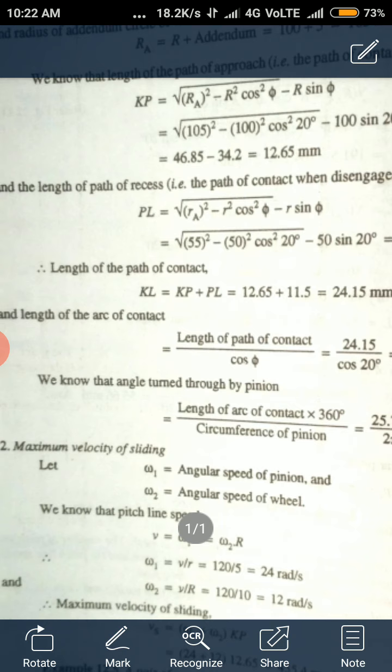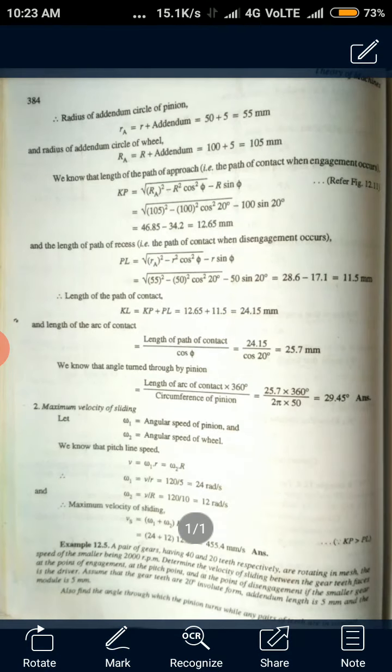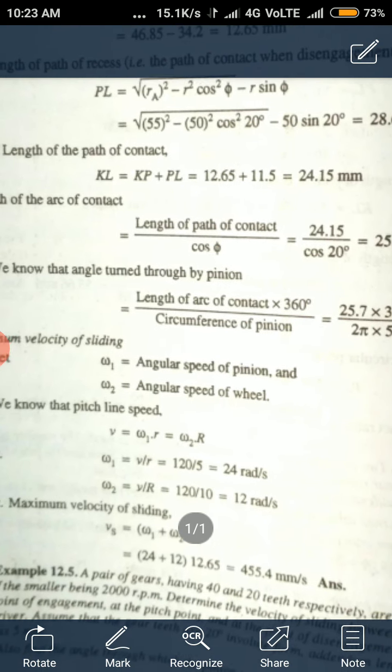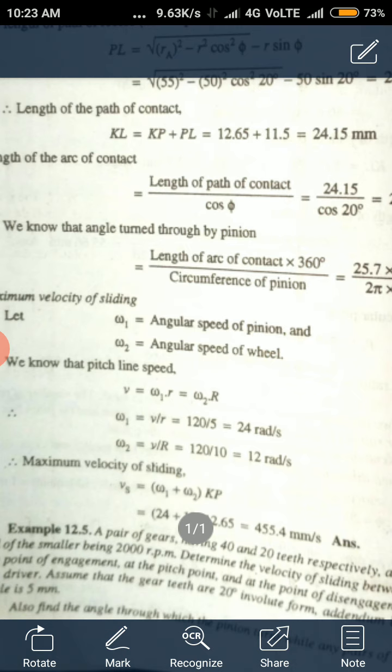Next, now you see the maximum velocity of sliding. It is given by the equation: the maximum velocity of sliding, at the beginning of the engagement, is Vs equals omega 1 plus omega 2 times KP. KP is the length of path of approach, omega 1 is the angular velocity of the pinion, and omega 2 is the angular velocity of the gear.